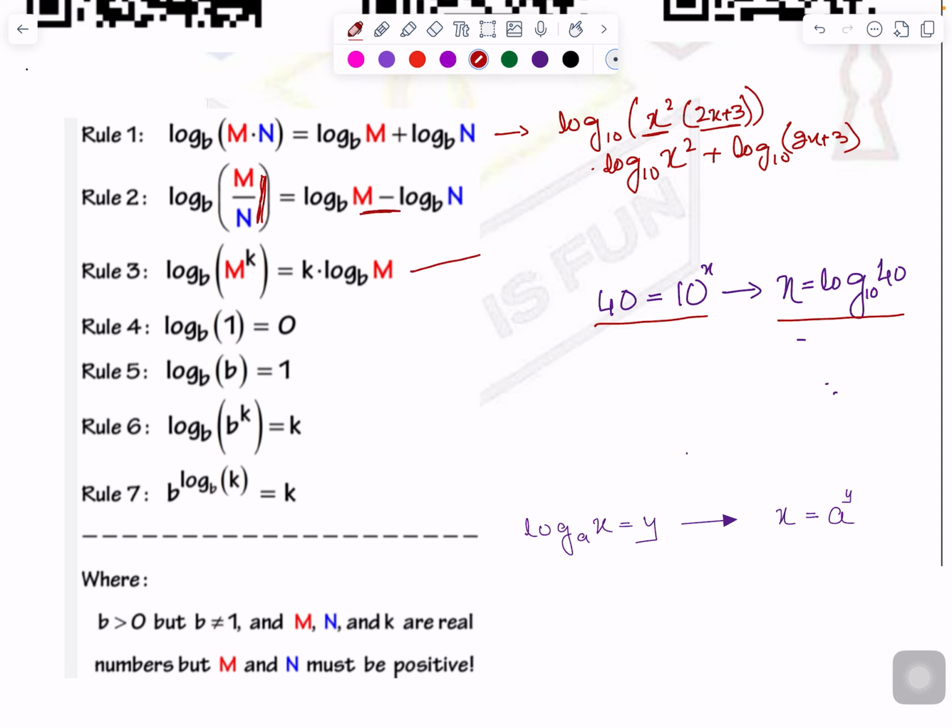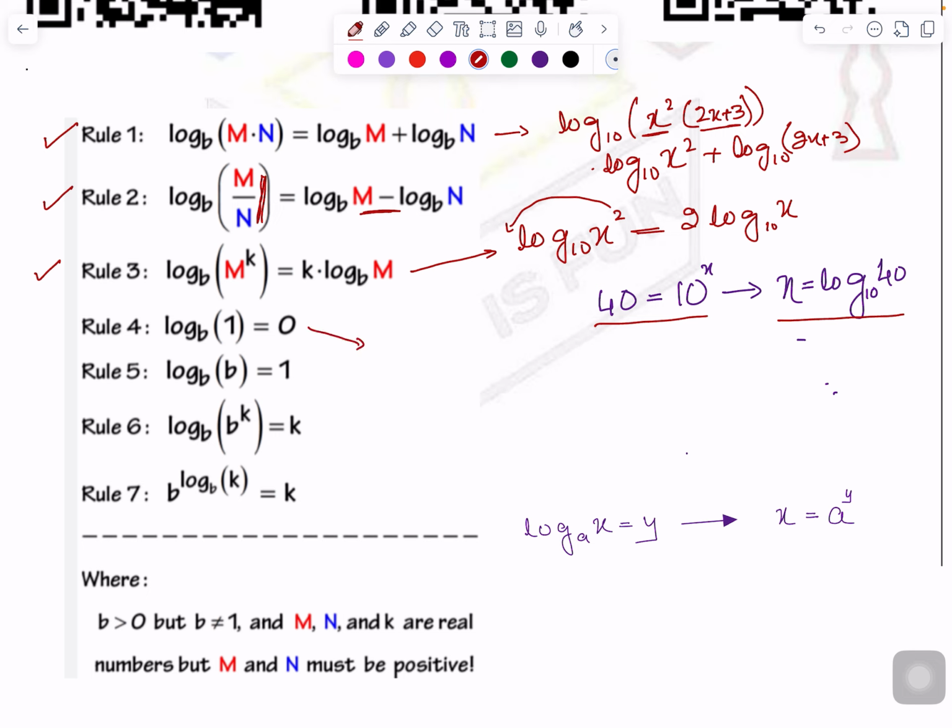If you have this third rule, for example, log base 10 of x square. By the way, this first one is called the product rule. This is called the quotient rule. And this is the power law. So this 2, which is the power, can come here as a multiplier. So it can be written as 2 times log of x base 10.